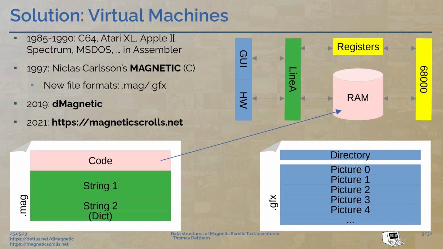So a couple of years later, 2021, I wrote DMagnetic, my very own parser. I also started off with those .mac and .gfx files. And in 2021, during the pandemic, I opened up this website, magneticscrolls.net, and there you can play all the old games from 9 different platforms online over SSH. Yeah, we have a demonstration downstairs where you can play old text games over Telnet. Minus SSH. I'm sorry.